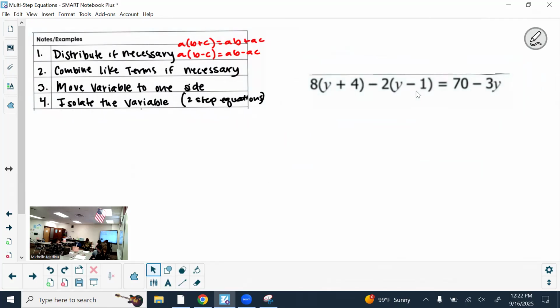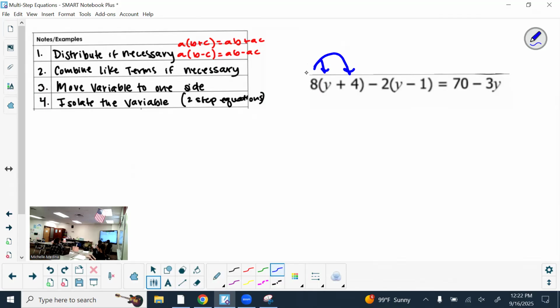Yes. How do you know that you need to distribute? Because there's parentheses, there's a number smushed up outside of it. What does it mean when something is smushed together in math? What does it want you to do? It wants you to multiply. So I need to take this outside number, and inside the parentheses should be either addition or subtraction. That's how you know to distribute it. Looks like what's here in the red.